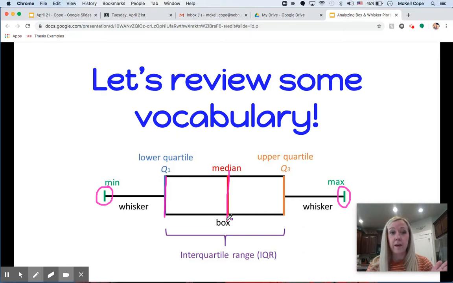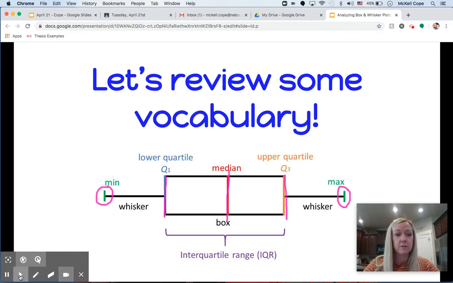So if somebody asks you, hey, what's the median or what's the number in the middle, then you will know that you're going to look for that line. You're going to look for the line inside the box, and that is going to represent the median. This right here is going to be the upper quartile or Q3. And this whole entire box, we talked about this on Monday, this is called the interquartile range. So you have your Q1 and your Q3 that represent your interquartile range.